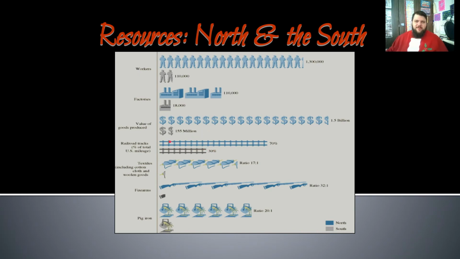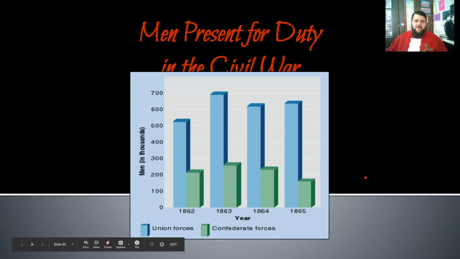Railroad tracks, we saw 70-30. I think it was 72-28 in the last one. So these are estimates again. Textiles, where you can use that cotton to make things. There's 17 textiles in the North for every one in the South. 32 guns in the North to one gun in the South. And ways to make steel, 20-1 for the North.